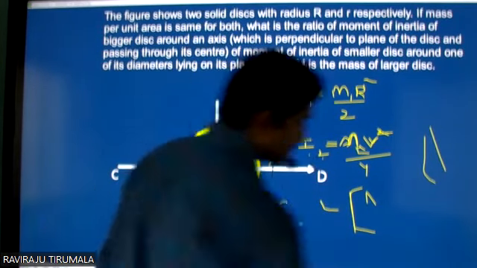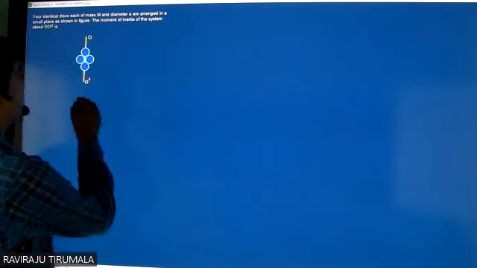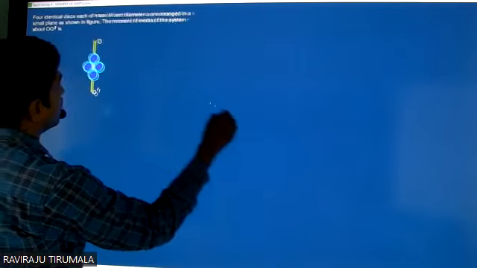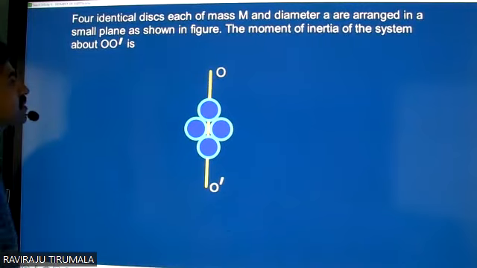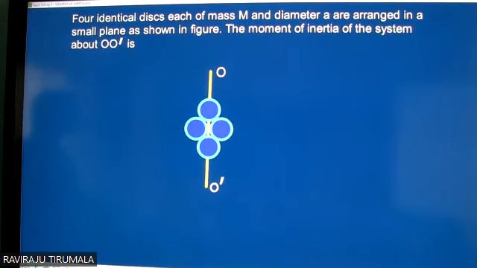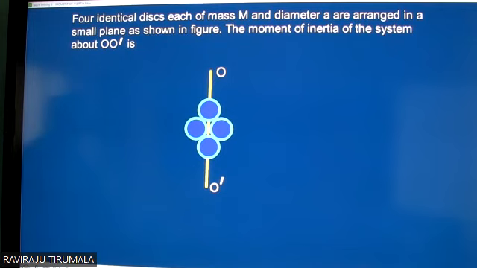Okay, I'll go to the next question now. See here, 4 identical discs each of mass m and diameter a are arranged in a plane as shown in the figure. The moment of inertia of the system about O dash is. Okay, this is also a simple question.